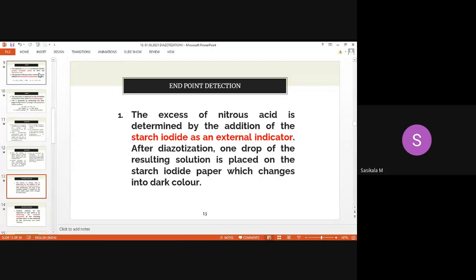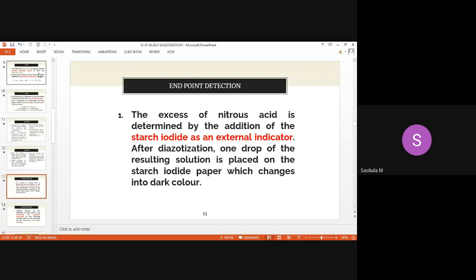During that time, you will come to know how the diazonium salt is formed and what its color is, how the starch iodide paper is used as an external indicator, how the color change occurs, and how we maintain the temperature below 5 degrees Celsius. How we monitor the temperature: the conical flask content should be kept in the ice bath until the completion of your titration process. Once you add the weighed amount of primary aromatic amine, which is your analyte, to the conical flask, it is kept in the ice bath.